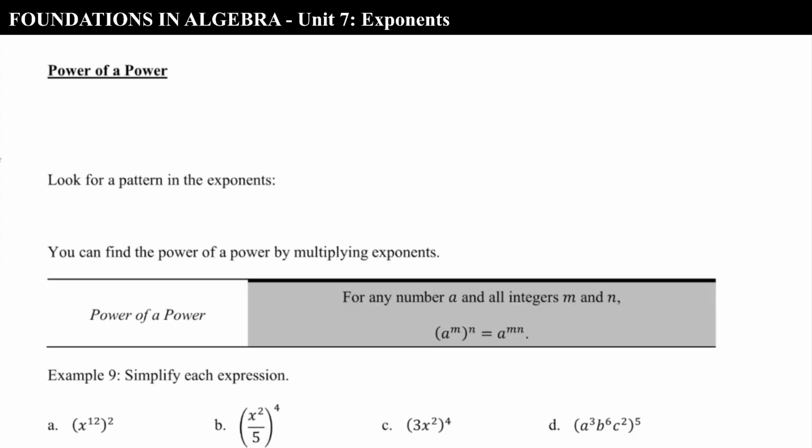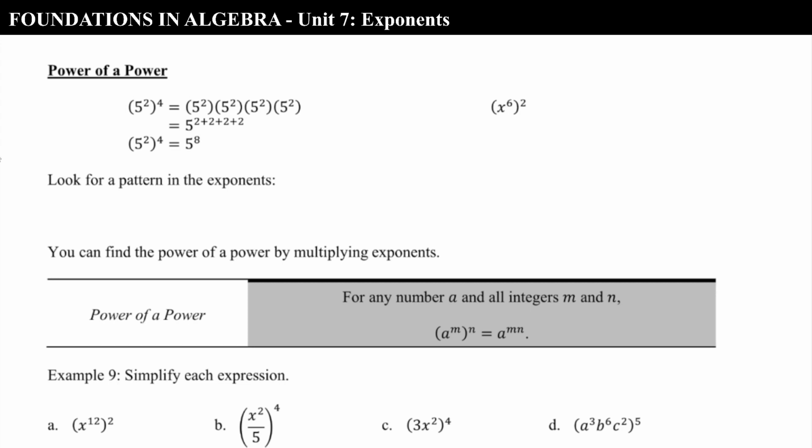Now let's move on to power of a power, or what you're going to refer to as the power rule. Let's take a look at a few things and see if we can find some patterns here. So we've got 5 squared to the 4th. We can rewrite that as 5 squared times 5 squared times 5 squared times 5 squared. If we use the product rule, we can add our exponents, and that gives us 5 to the 8th. So 5 squared to the 4th is 5 to the 8th.